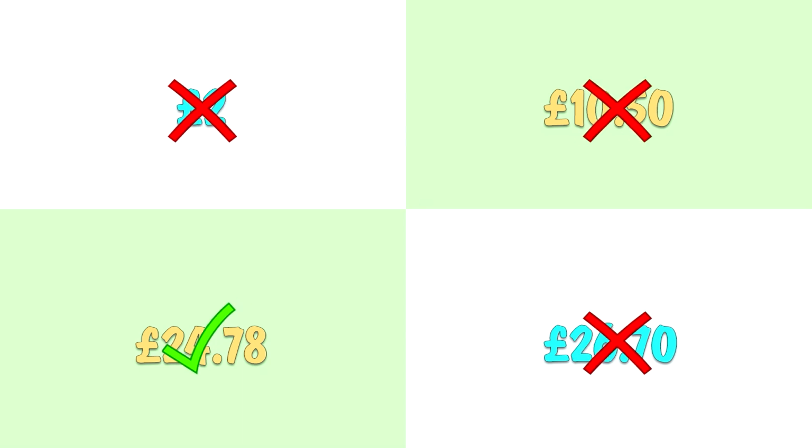What was the price Lily and the taxi driver agreed before the trip? Could you catch the figure? £2, £10.50, £24.78, £26.70. The price Lily had agreed was £24.78.